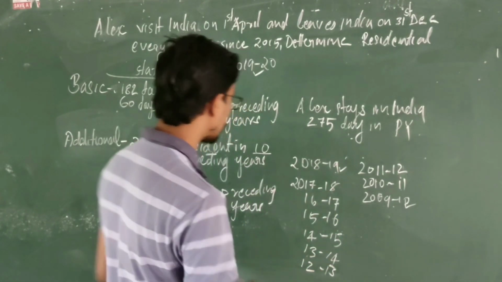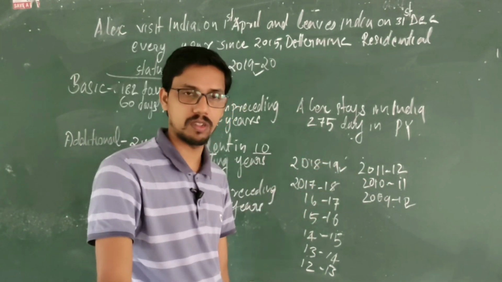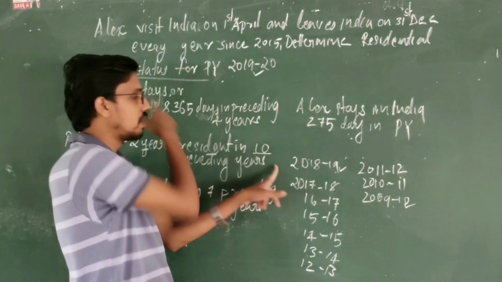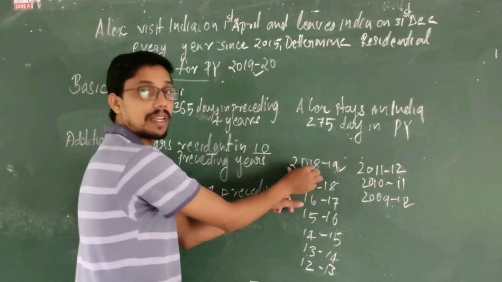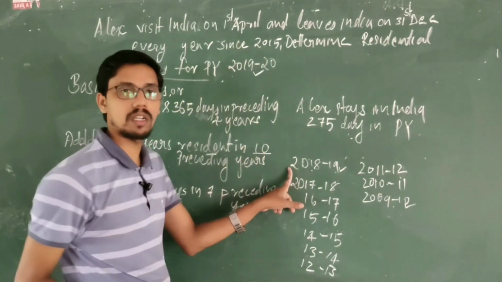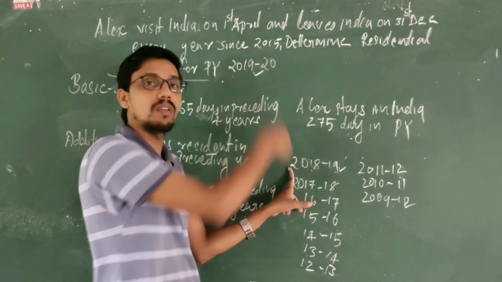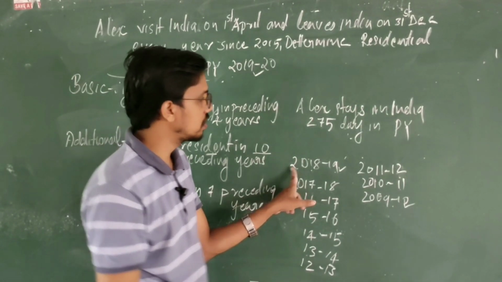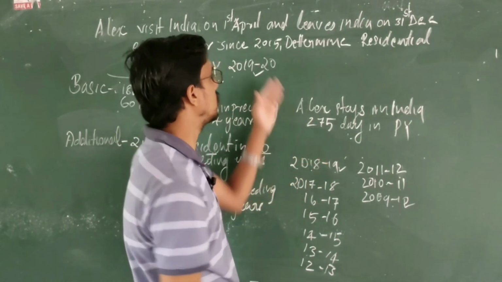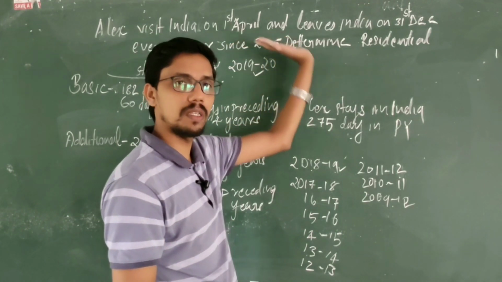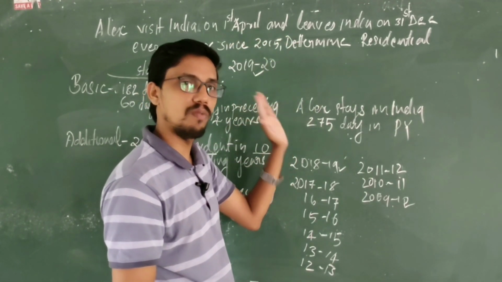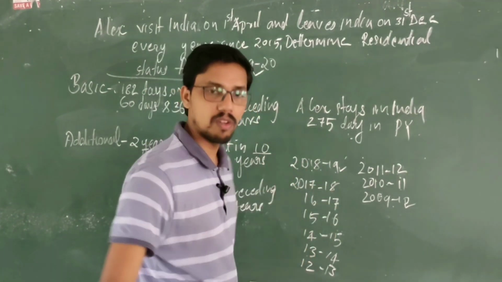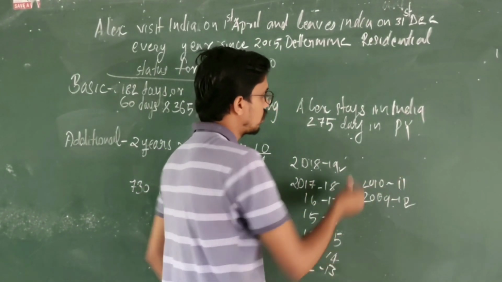So, we can check the condition in 2018 whether he was a resident or not. For checking that, what we have to do? Again, we have to go to the first condition, whether he was residing in India for 182 days in 2018. Since 2015, he was in India. So, in 18-19 also, he was in India. How many days? 275 days. There is no change because from 2015 onwards, he has been coming into India every year. So, in 2018-19 also, he will be in India for 275 days.